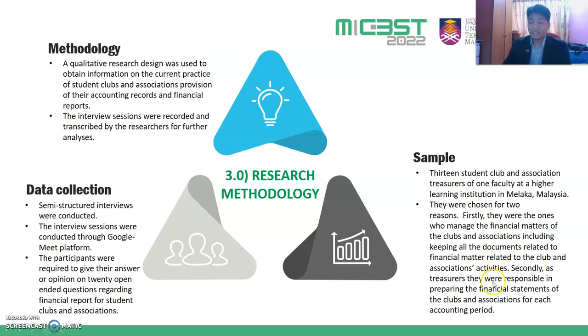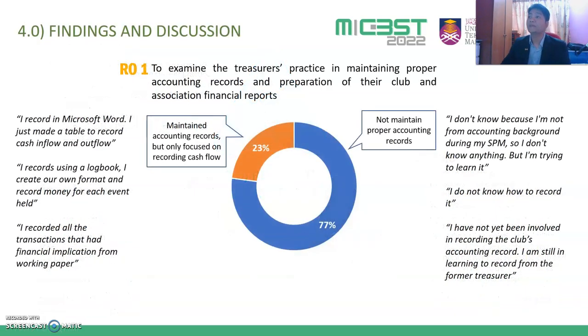Secondly, as treasurers, they were responsible for preparing the financial statements of the club and association for each accounting period. So that is the research methodology. Now we go to the findings and discussion. There were 5 findings derived from the interview data.